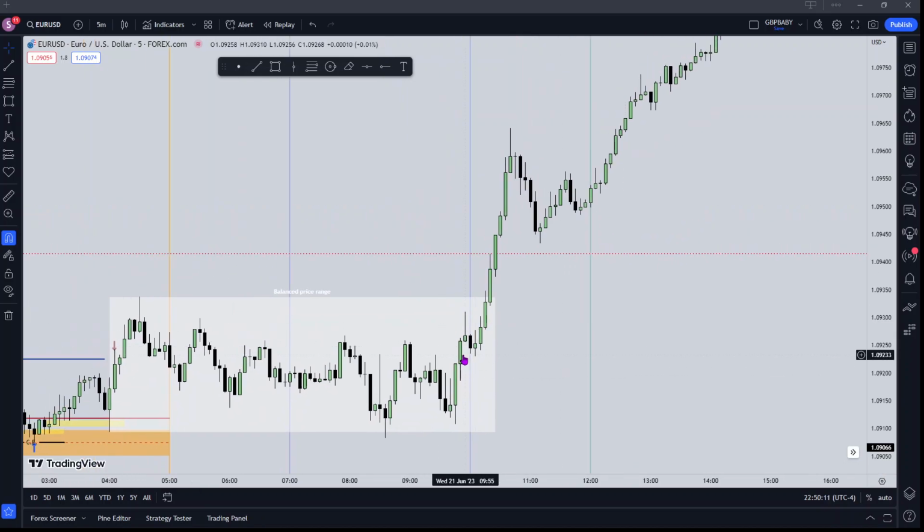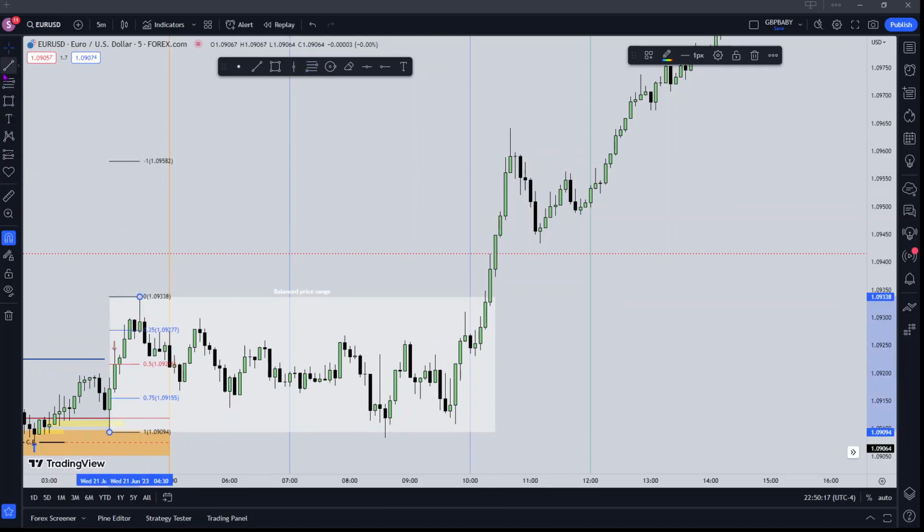So is there an entry here? I mean, we could argue as soon as we leave this range. Let's see.